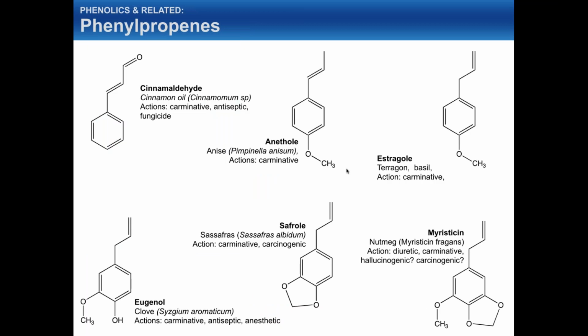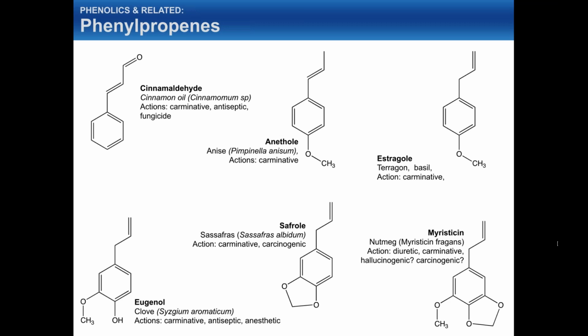When you look at these various phenylpropenes, cinnamaldehyde is found in cinnamon oil. It's one of the things that gives cinnamon its nice distinctive odor. Anethole is found in anise. Estragole is found in basil, so both Thai and Italian basil have that sort of smell to them.